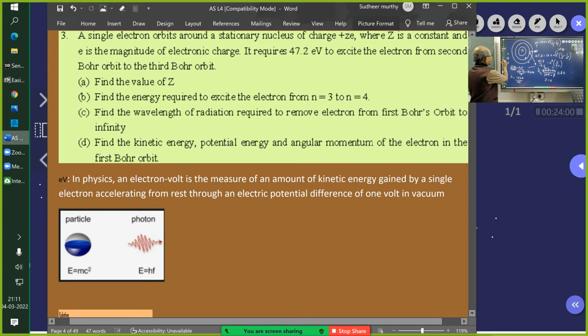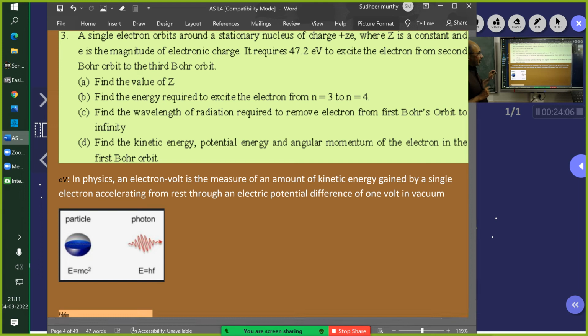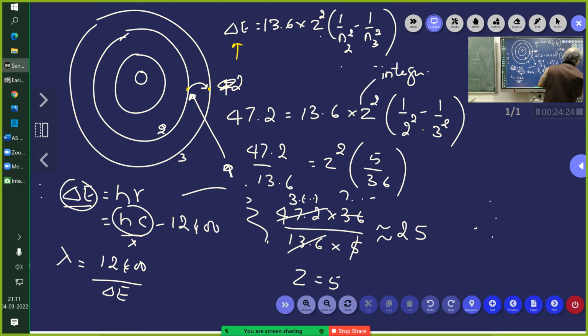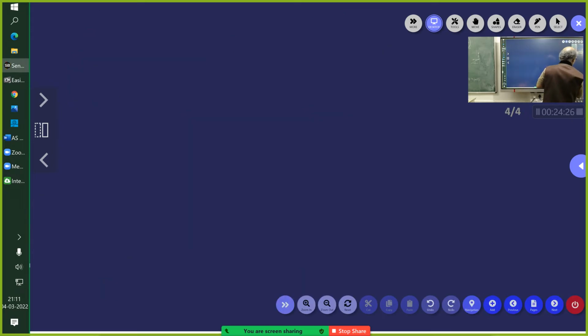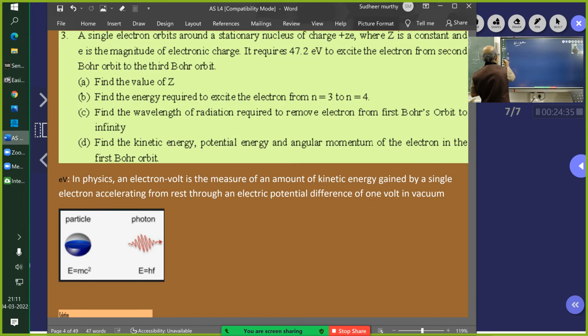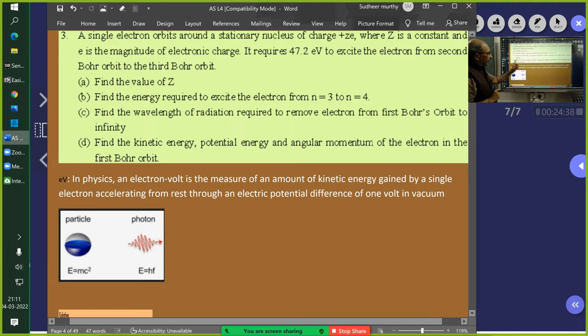So here the question was, find the wavelength required to remove an electron from the first Bohr orbit to infinity. This one is not difficult. Remember, from first Bohr orbit to infinity. If it was only a hydrogen atom, then for this question, the answer would have been to find the wavelength of radiation required to remove an electron from the first orbit to infinity.